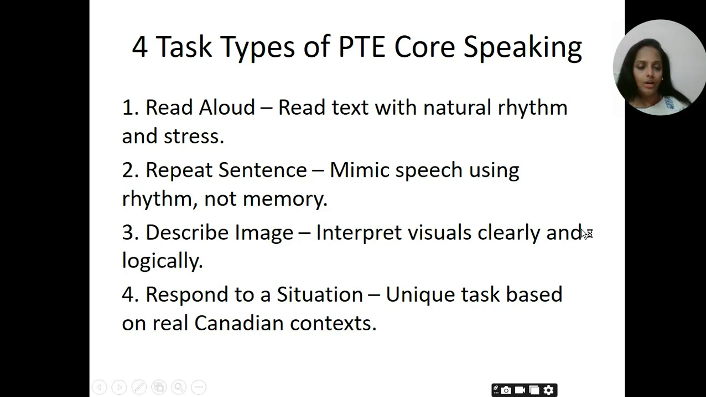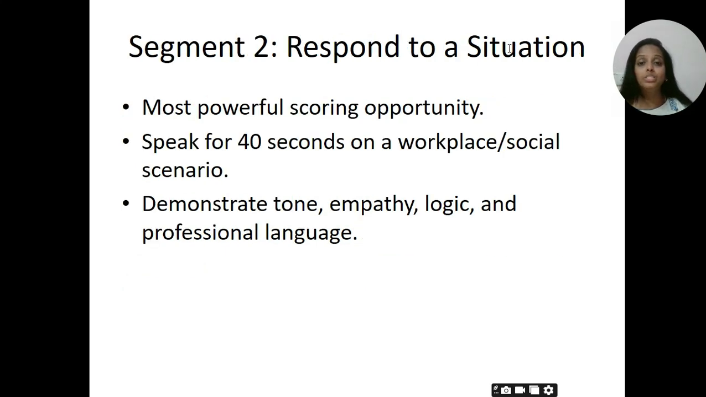Got it? Now, let's see an example for respond to a situation task, okay? So before that, I'll tell you one important thing. This task alone can make or break your score. Yes, in this section, you are placed in a role like a retail worker, or a healthcare assistant, or an office staff. And you will be given a common scenario. You are expected to provide a calm, polite, helpful response in about 40 seconds.